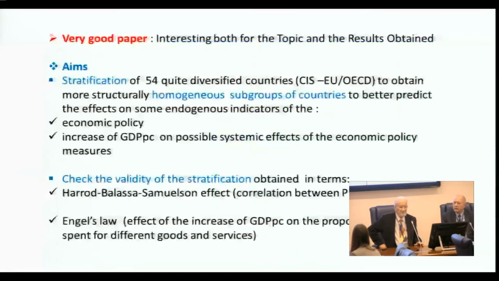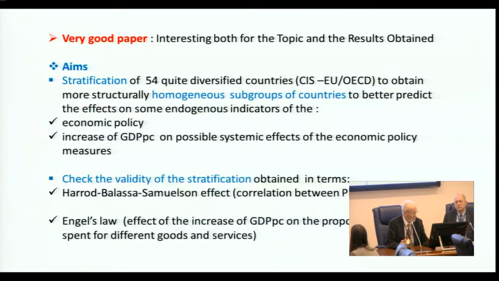The paper presented by Andrey is a very good paper, and from my point of view, is very interesting both for the topic and the result obtained. Let me summarize what Andrey said. The main aim is the stratification of 54 quite diversified countries, CIS and EU OECD countries, to obtain more structurally homogeneous subgroups of countries to better predict the effect of some endogenous indicator of the economic policy, increase of GDP per capita and possible systemic effect of the economic policy measure.